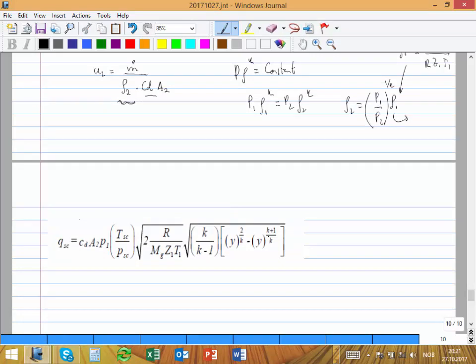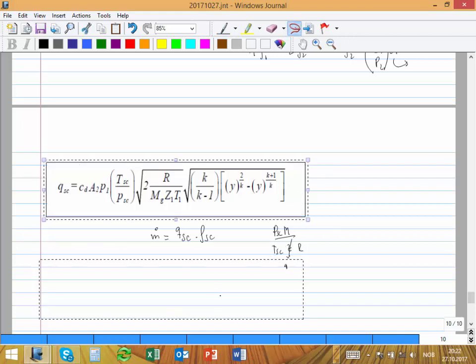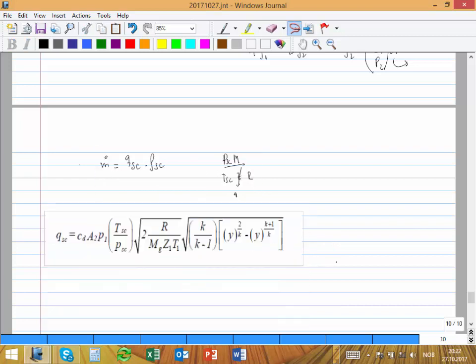Of course, remember that the mass flow is also equal to the Q at standard conditions times the density at standard conditions. The density at standard conditions is P times M over R, P standard, T standard, with Z equal to 1. So you substitute that into that equation, and you end up with this equation that is only for when the flow is not critical.